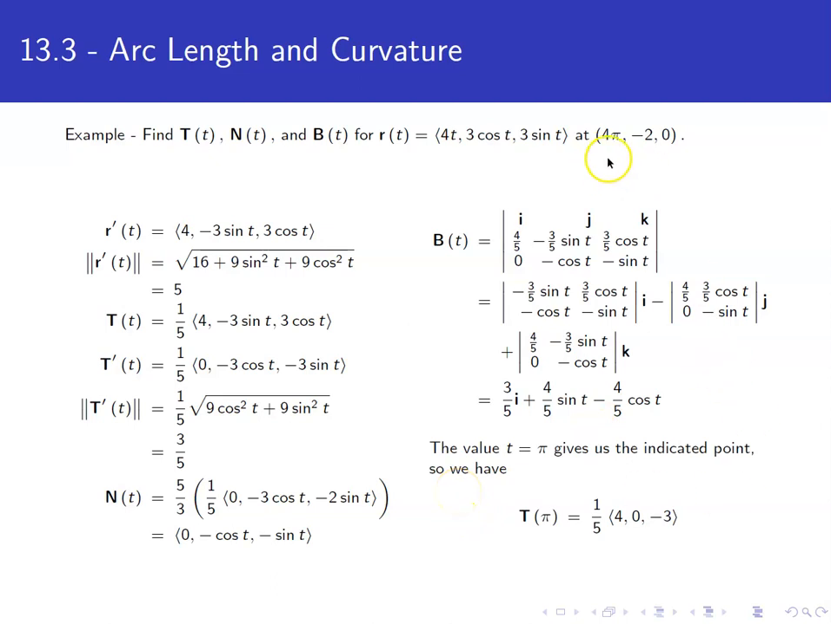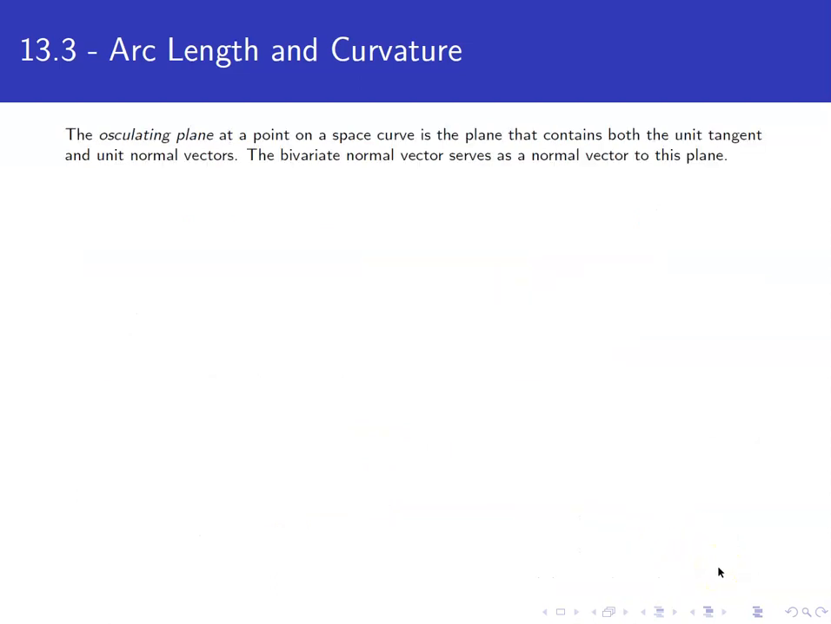So now when we plug in pi into this function, we notice that we get the indicated point. Now evaluating the unit tangent, the unit normal, and the binormal vector at that pi value, we can just plug those into the various functions and get those vectors.